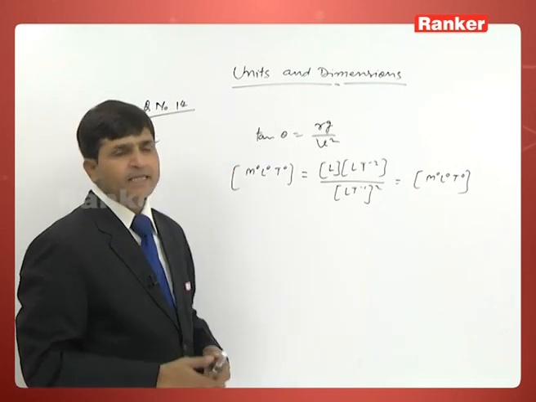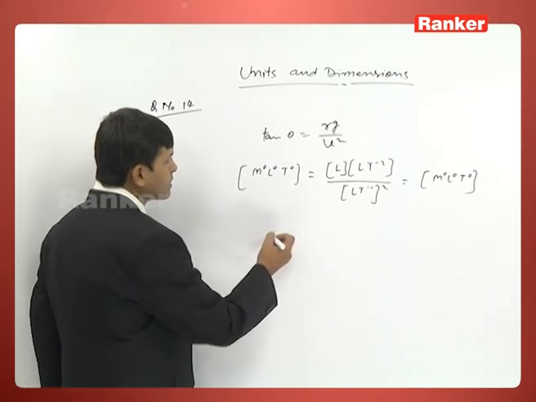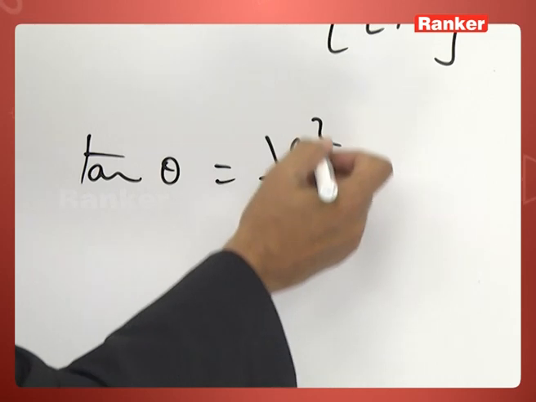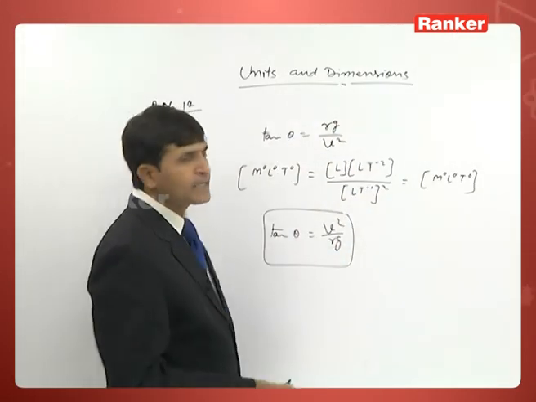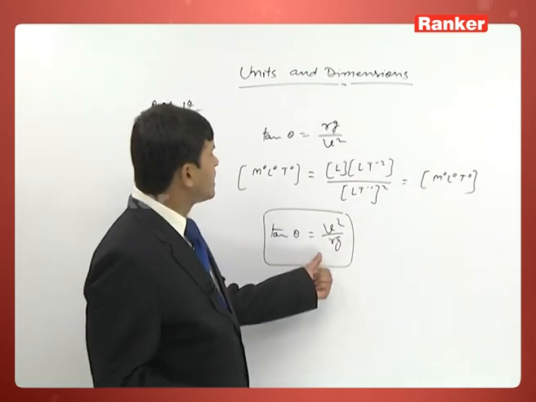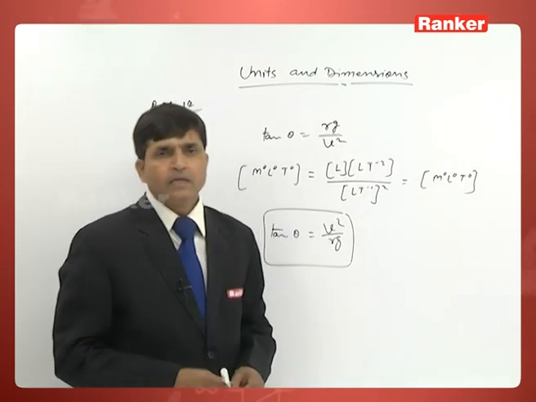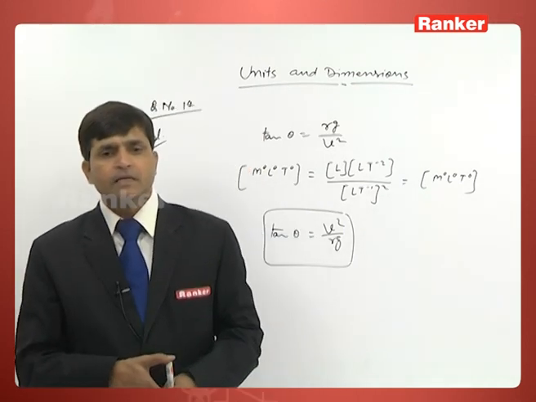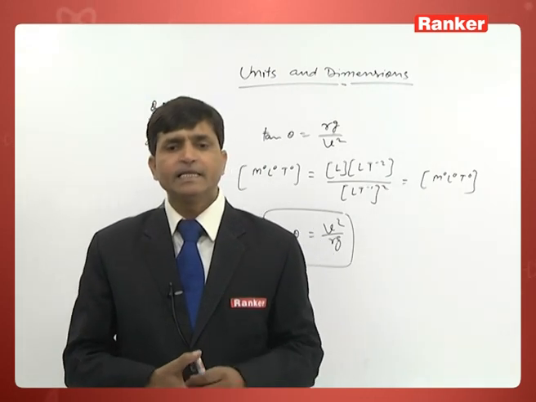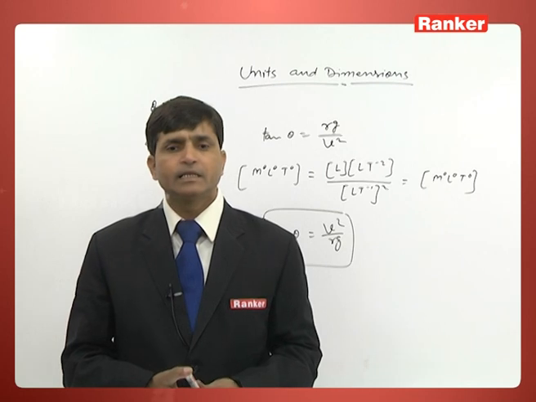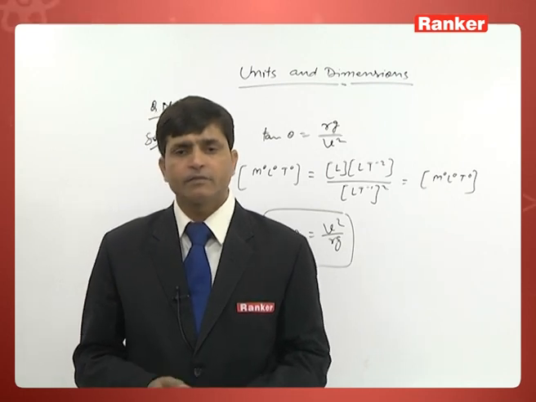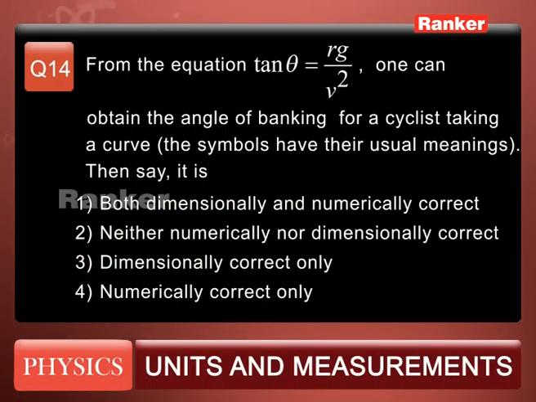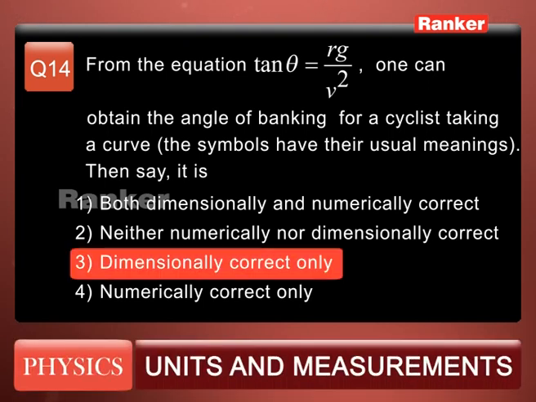But if we remember, what we got for the angle of banking is v square by rg. Angle of banking is v square by rg. So our relation is not correct, but it is dimensionally correct. So as per our options, dimensionally it is correct, but numerically it is not correct. So the correct option is option number 3. So option number 3 is the correct answer. So question number 14 is this.